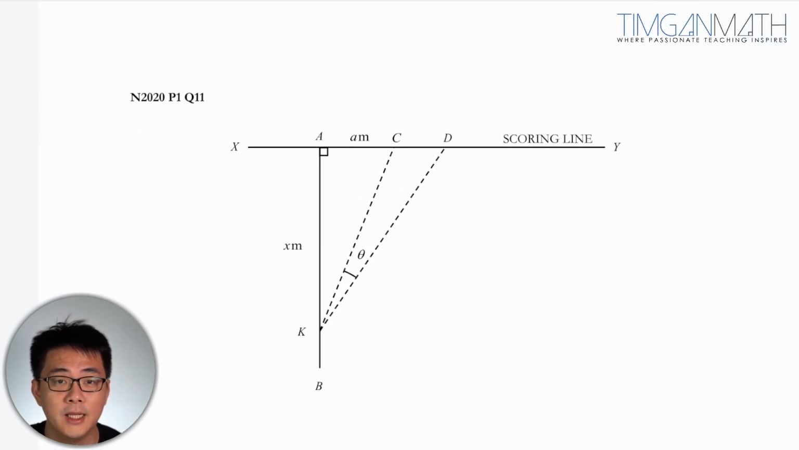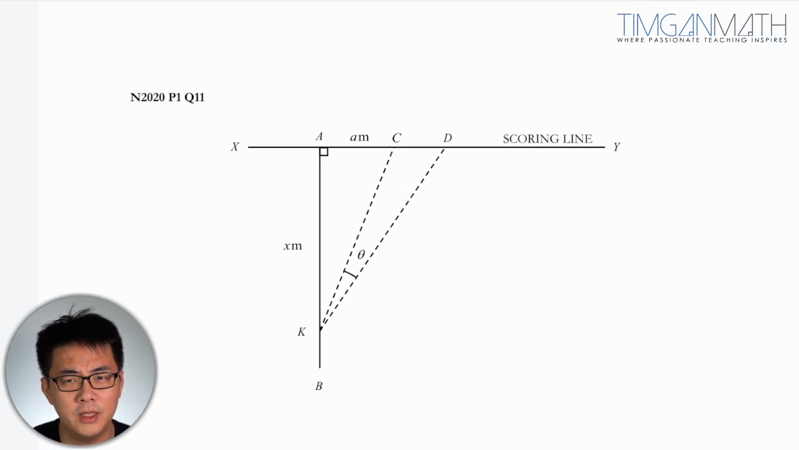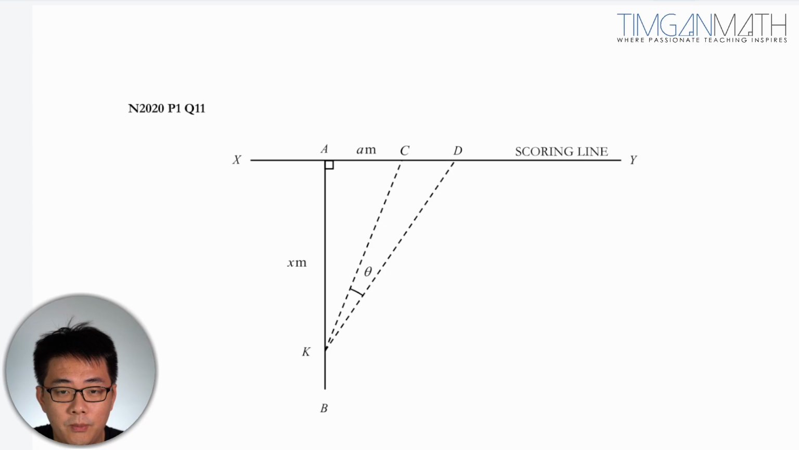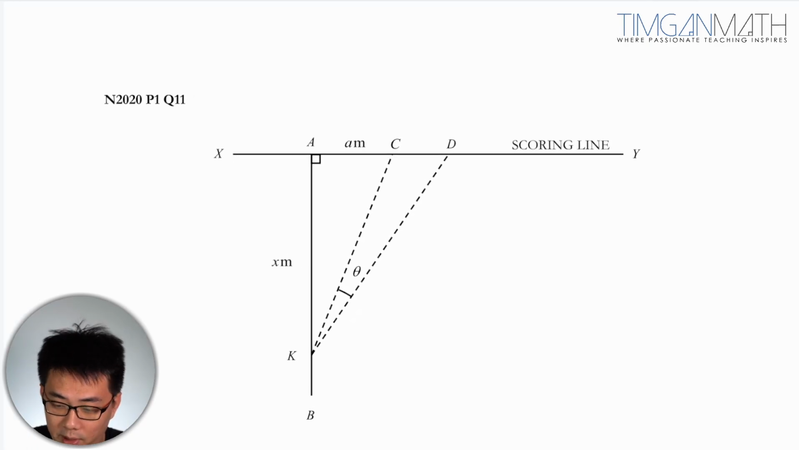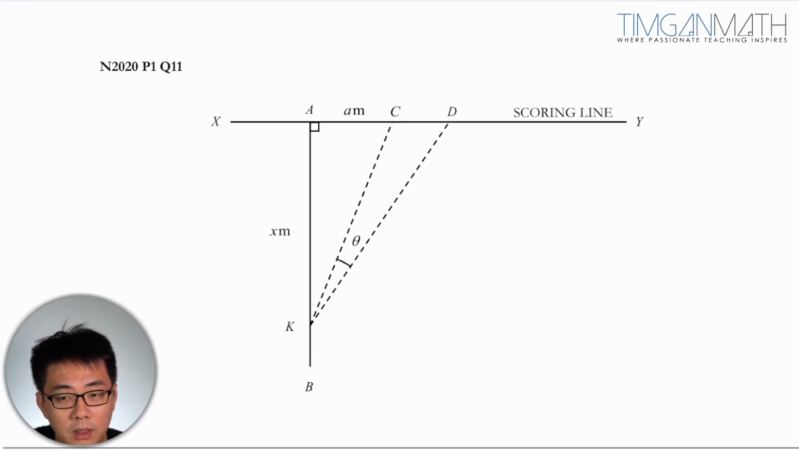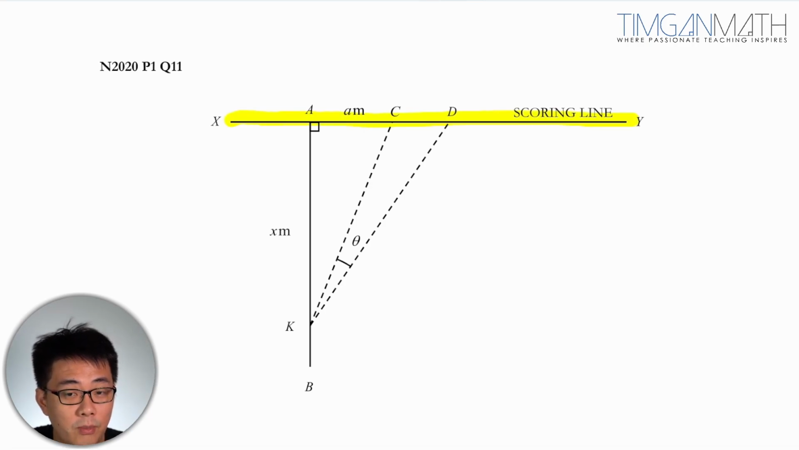In sports science, studies are made to optimize performance in all aspects of sport, from fitness to technique. In a game, a player scores 3 points by carrying the ball over the scoring line, which was indicated as XY here. So this is your scoring line here. Then when the player has scored these 3 points, an extra point is scored if the ball is kicked between two fixed vertical poles at C and D.